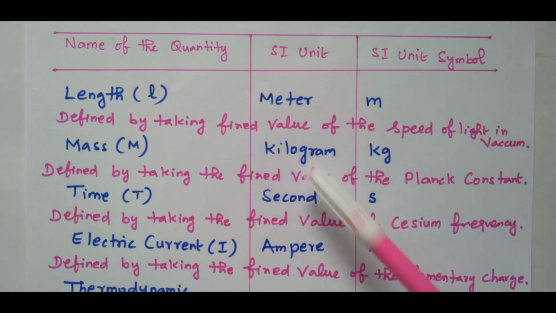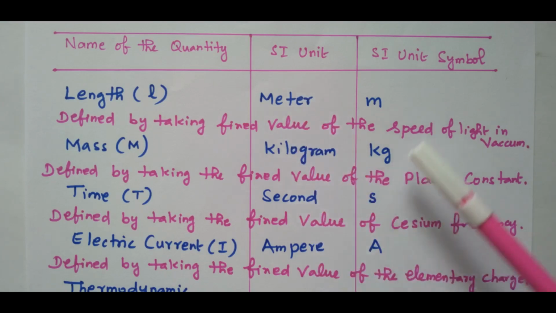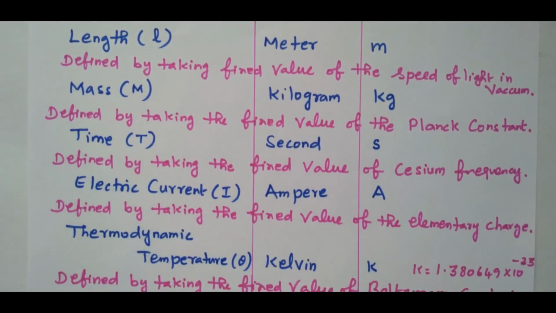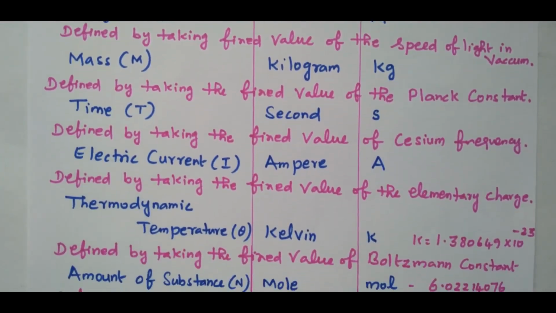Right? So these are all the 3 standards. How they are defined is also available: speed of light, Planck constant, cesium frequency. From this we are able to know what is 1 meter, what is 1 kilogram, what is 1 second. We are able to easily identify. Universally we are following the same unit for these quantities. We'll go for some more SI units.